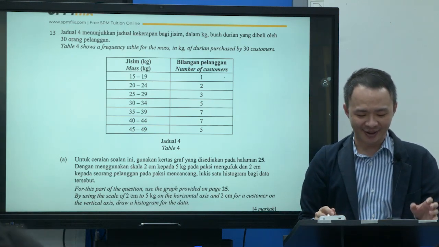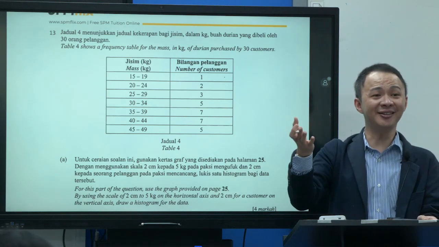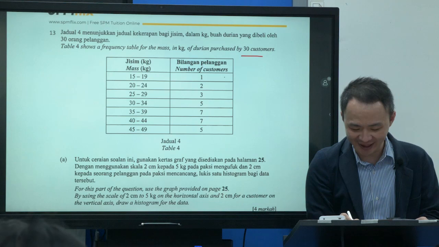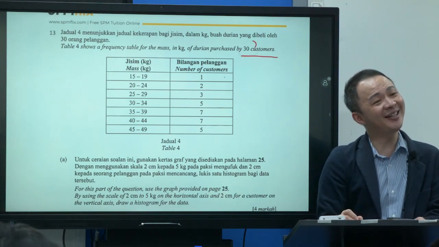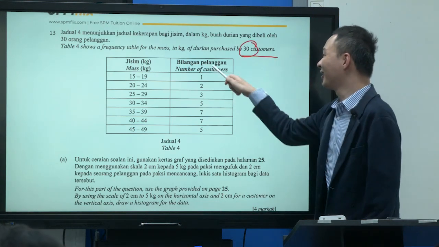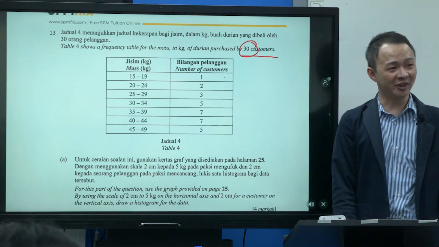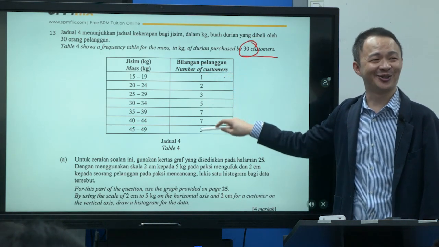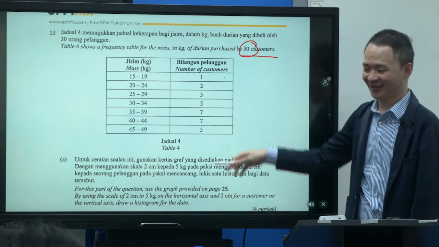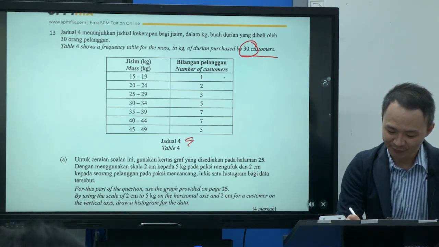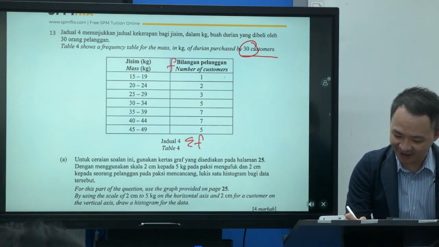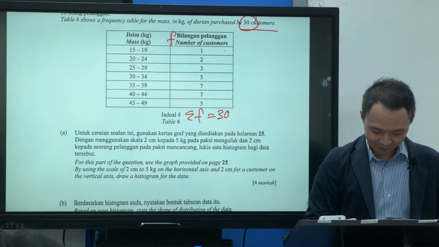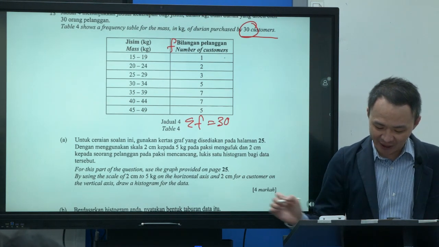Okay, this one is the mass of durian in kg. It is purchased by 30 customers. So this 30, we know it is the total frequency. If you do not believe me, use a calculator to type it. You will get 30. This is the frequency, 30. Okay. For this part, use a graph paper.